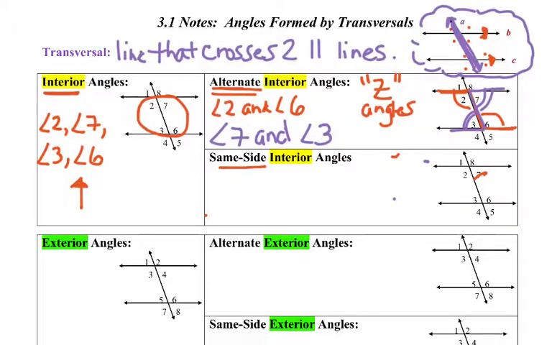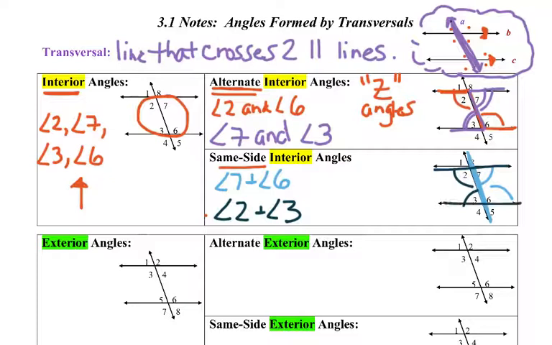Next we have same side interior angles. Same side interior angles are on the same side of the transversal. Same side, and then they're also on the inside. So there's the transversal. Same side on the inside is going to be angle 7 and angle 6. Angle 7 and angle 6. And on the other side, angle 2 and angle 3. Same side interior angles, same side of the transversal, interior between the two parallel lines. So those are interior angles and the subtypes.